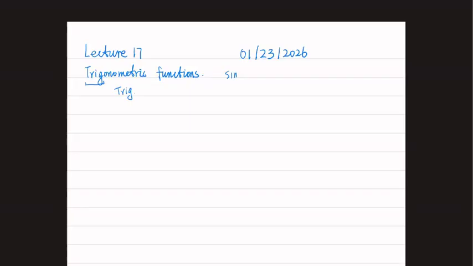Four of them. And in the future, we'll learn a few more, but these four are the most frequently used ones. And we have these complementary angles.